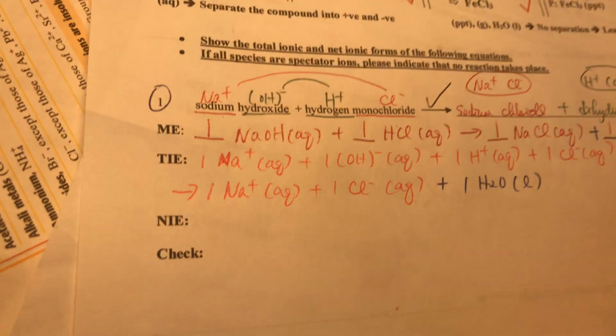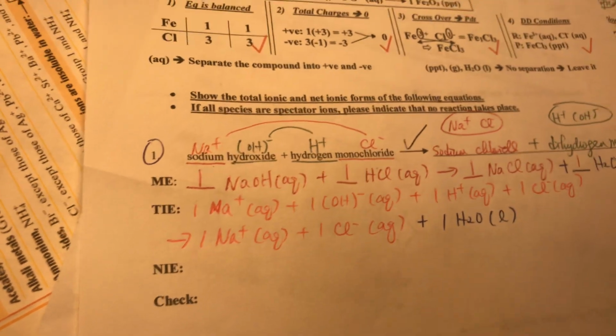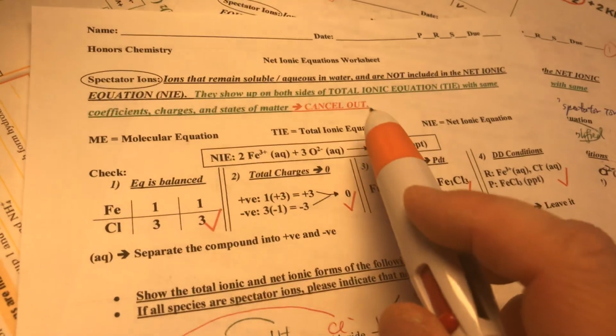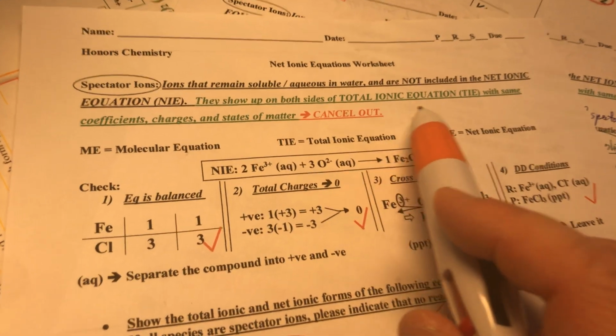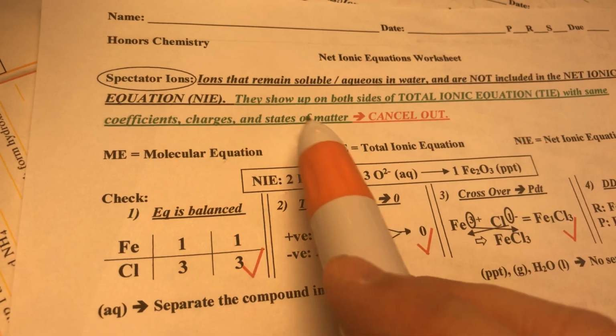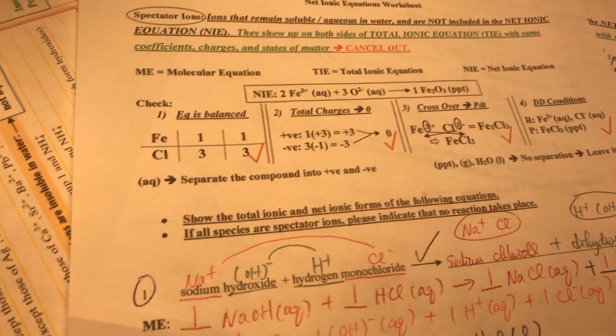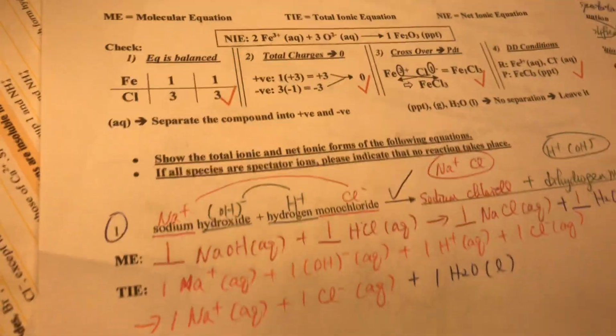But now we're going to use black pen to cancel my spectator ions. Spectator ions are the ones that show up on both sides of the equation with the same coefficient, same charge, and same state of matter. If your coefficient, charge, or state is not the same on both sides, you cannot cancel, because you did something wrong.